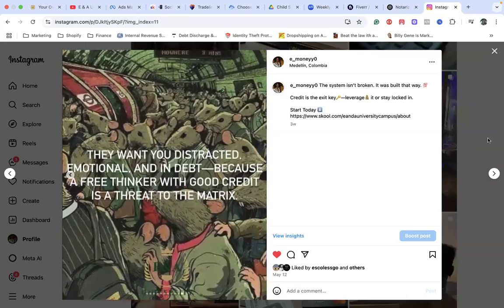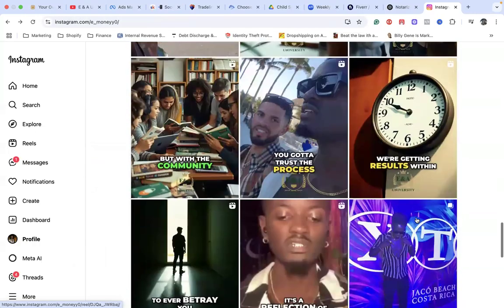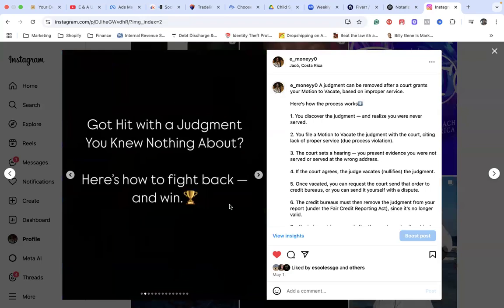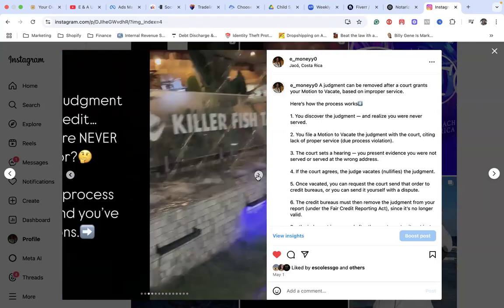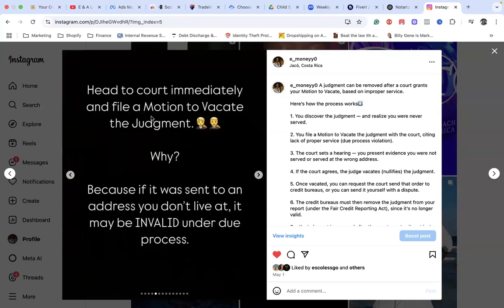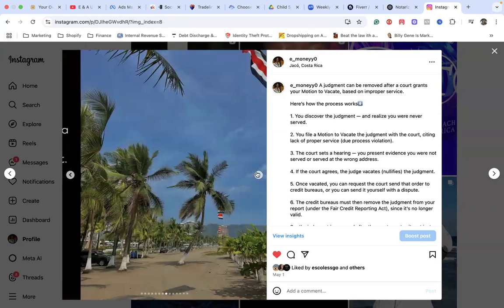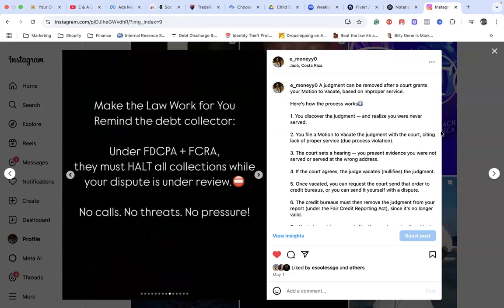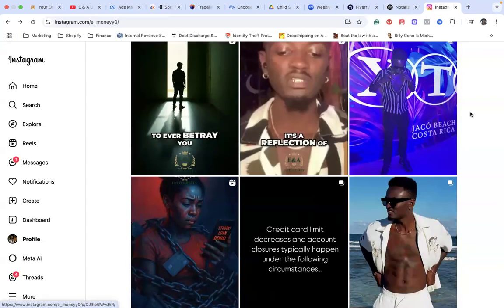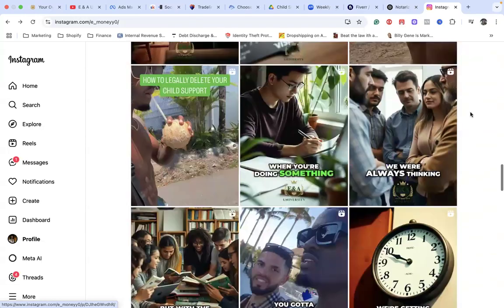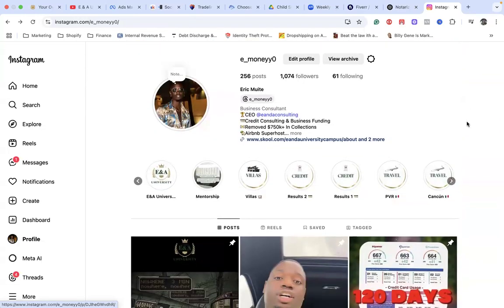And then I also give a lot of value. So I'll give you another example. Like this one, I literally teach people how to take care of a judgment in a post. I tell them exactly what to do. Head to the court, file a motion to vacate. Why? This is why. Move on to the next step. I'm giving so much value, but they're not gonna do it themselves. They just go DM you. Exactly. So I blend a little bit of everything because people like that.